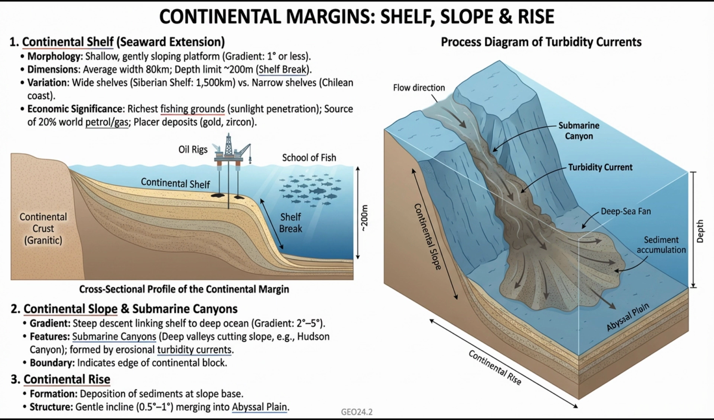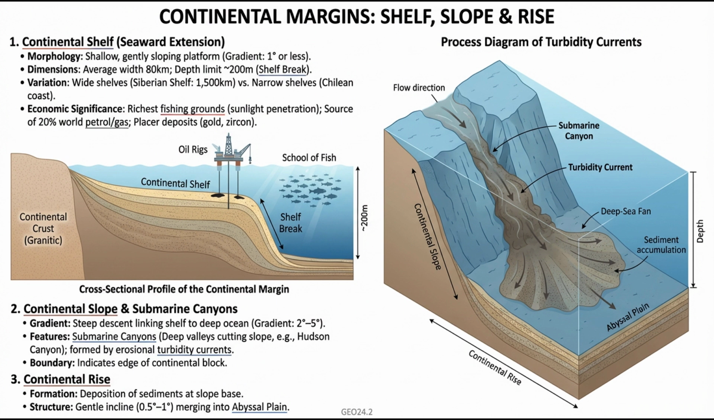Now, walk further out to the shelf break, suddenly the floor drops. This is the continental slope. The gradient increases sharply to 2 to 5 degrees. This is the true edge of the continental block. Here, you often find deep cuts called submarine canyons.